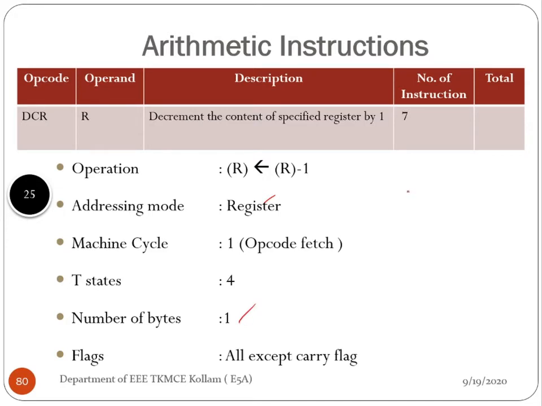That 1 byte is nothing but the opcode of the instruction. While executing, we need to take that opcode into the microprocessor, that is the instruction register. That operation is opcode fetch. So in order to complete the execution of this instruction, it requires only one machine cycle. For opcode fetch, the number of T states required is only 4. All flags are affected except the carry flag.